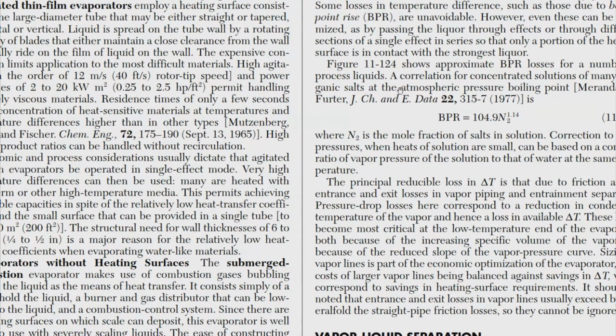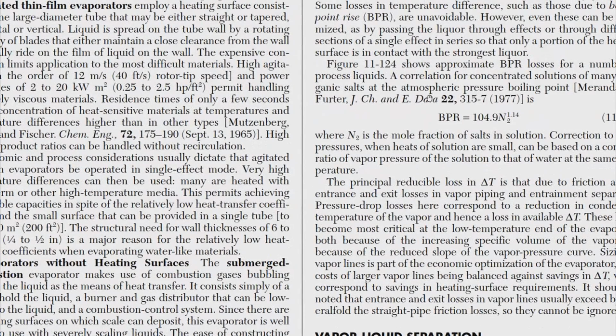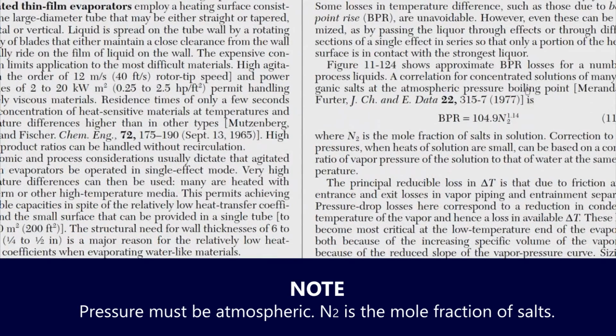Kasi itong figure 11-124 is meron na nga siyang napakaraming uses. Pero if we have something like concentrated solutions of many inorganic salts, actually you can use this equation. BPR is equal to 104.9 n sub 2 raised to 1.14. Itong n sub 2 is the mole fraction of the salts in the solution. So for example, ang mole fraction ng mga salts na yun is 0.85. So you just use that mole fraction and then raise that to 1.14. So basically that will be your BPR. Okay? Kasi this is actually just a correlation.